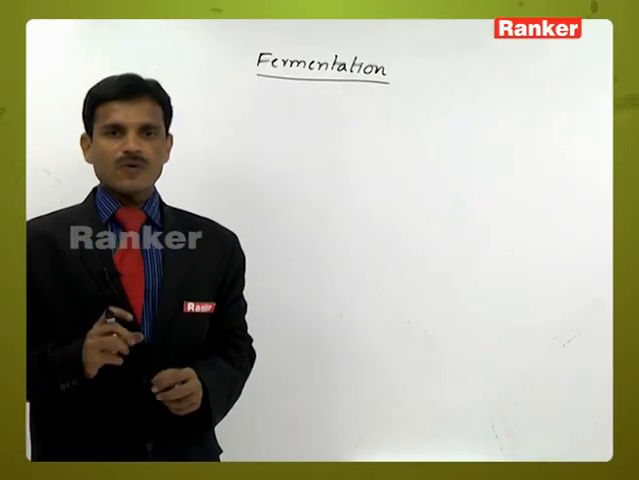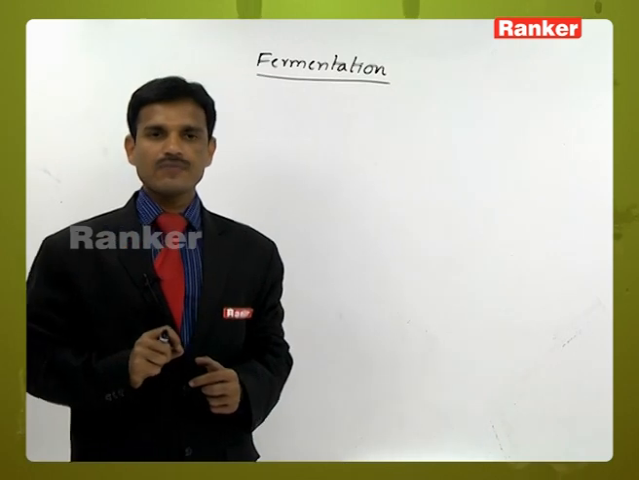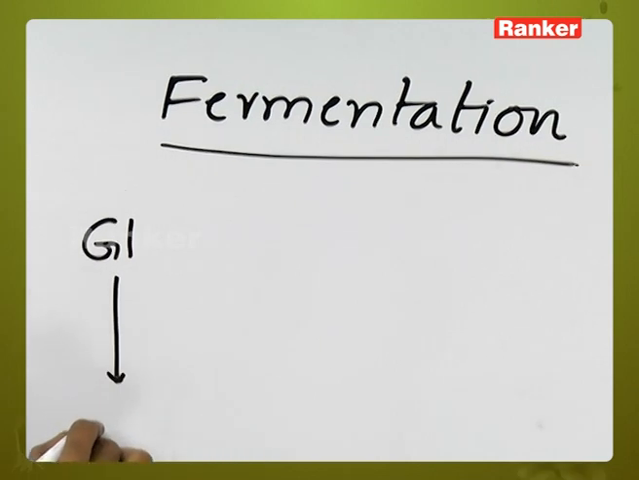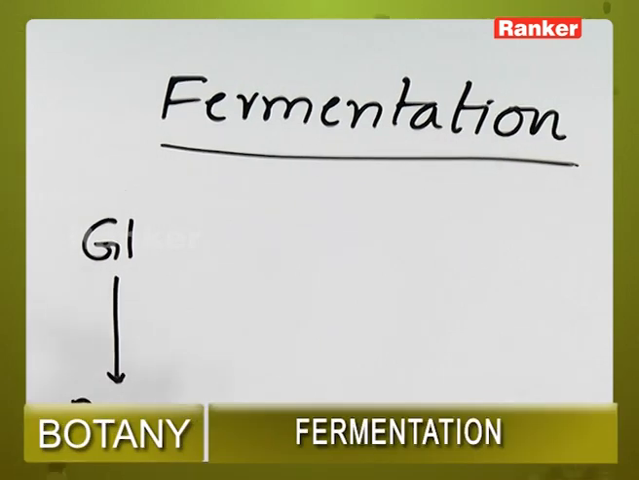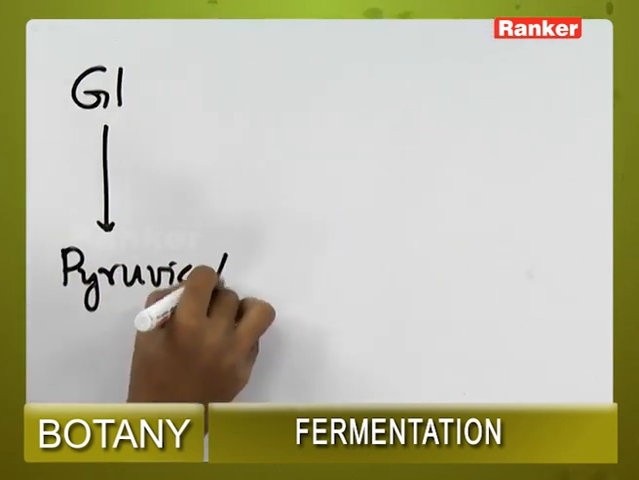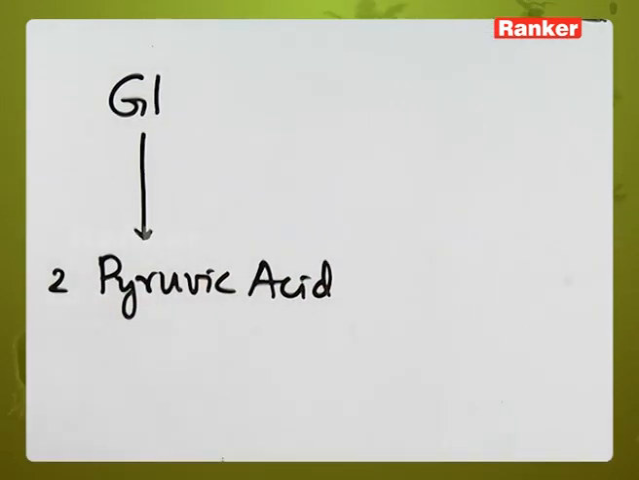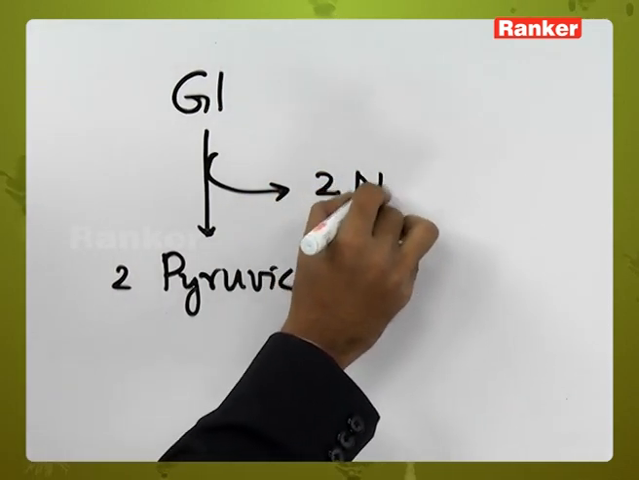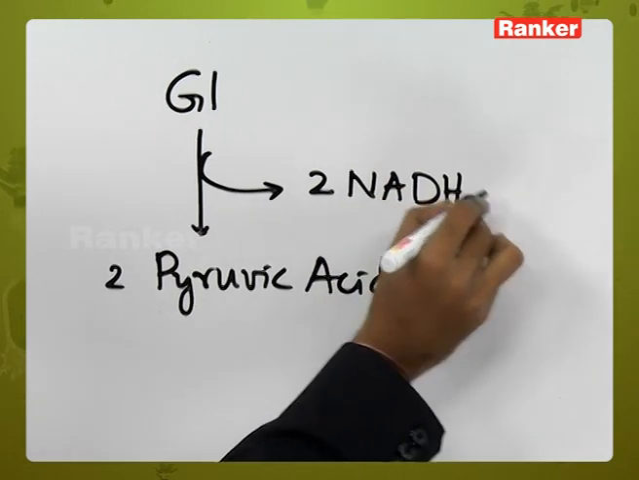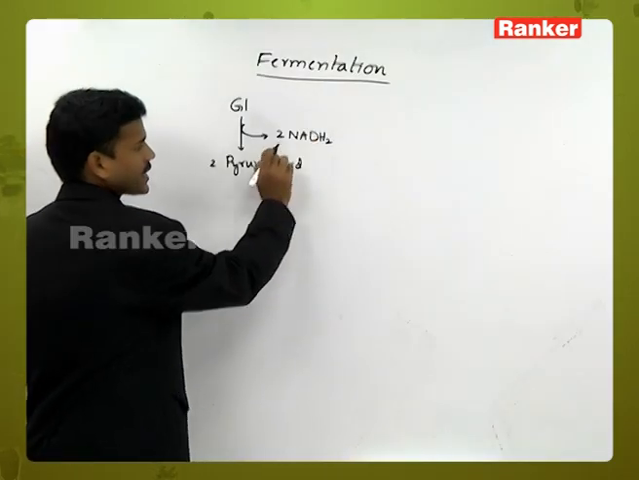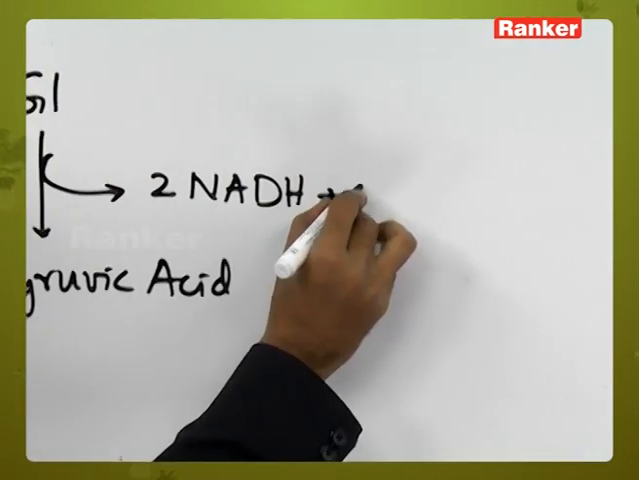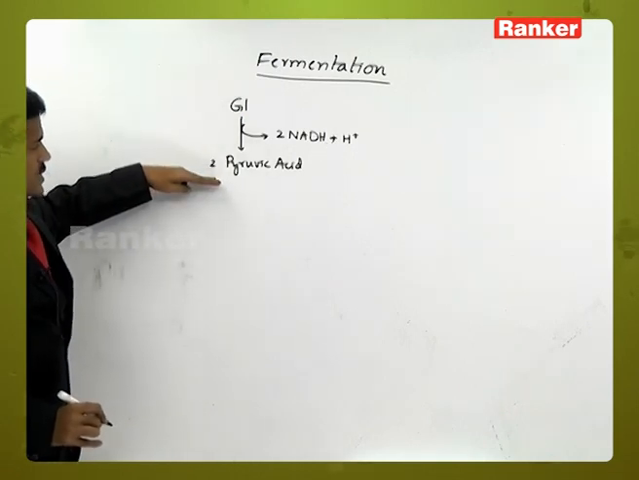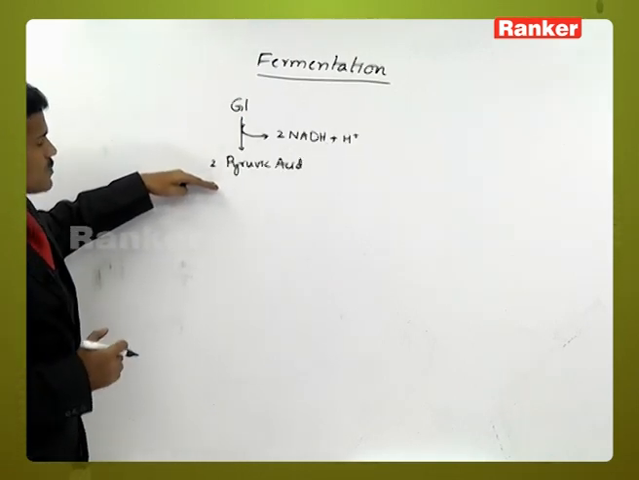Fermentation is also one type of anaerobic respiration. Here glucose is converting into pyruvic acid in the glycolysis step. Here 2 NADH2s are produced. We can write NADH2 or NADH plus H plus also. After pyruvic acid, it is undergoing the fermentation process.